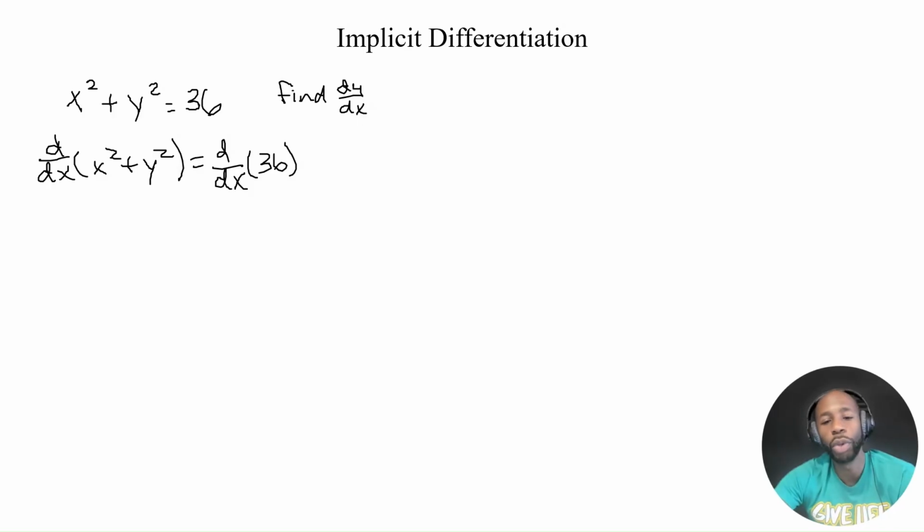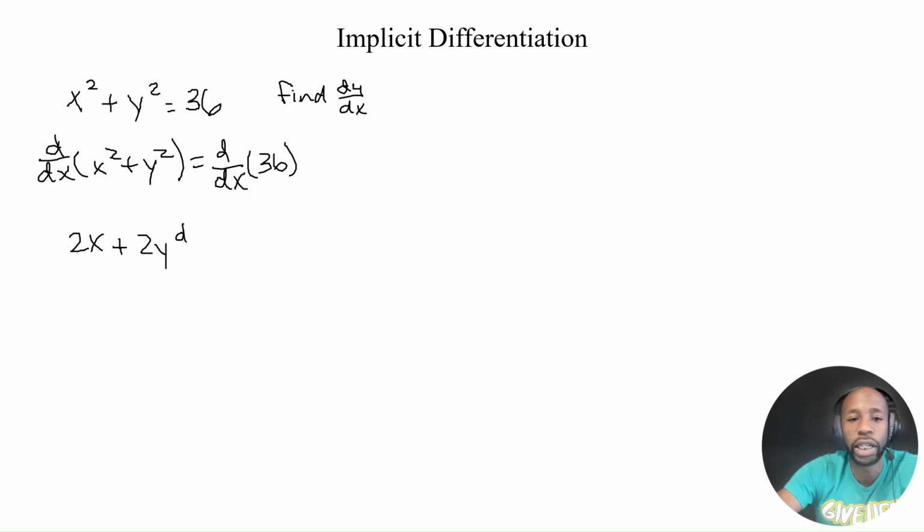So now we're going to take the derivative separately of each of these terms. So d/dx of x squared is going to be 2x, and then the derivative with respect to x of y squared, we're going to use the chain rule, which is the derivative of the outside times the derivative of the inside. So that's going to be plus 2y dy/dx.